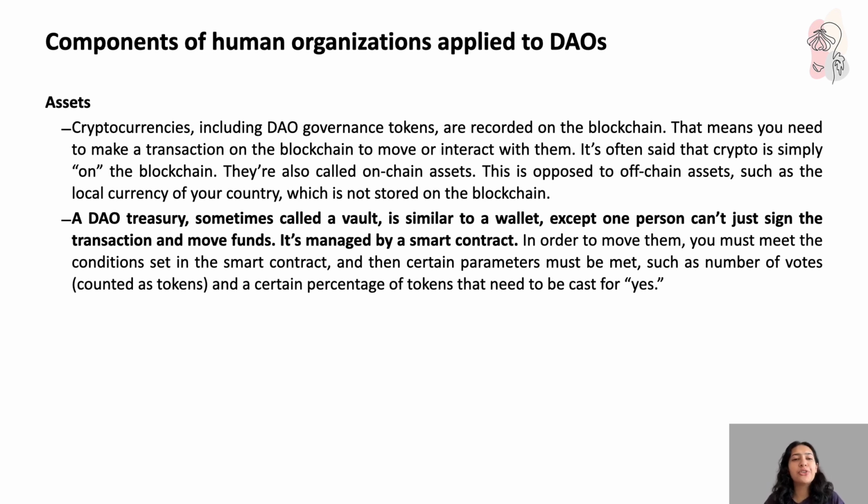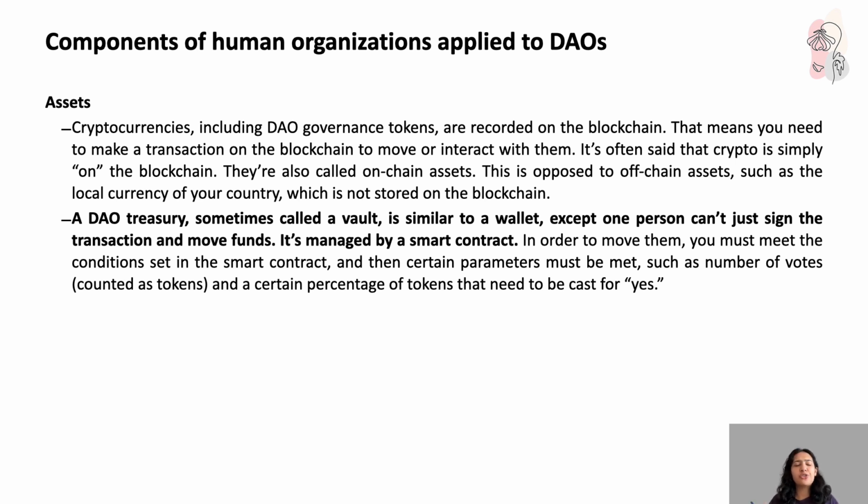A DAO treasury, sometimes called a vault, is similar to a wallet, except one person can't just sign the transaction and move funds. It's managed by a smart contract. In order to move them, you must meet the conditions set in the smart contract, and then certain parameters must be met, such as the number of votes and a certain percentage of tokens that need to be cast for yes. So it's very simple.